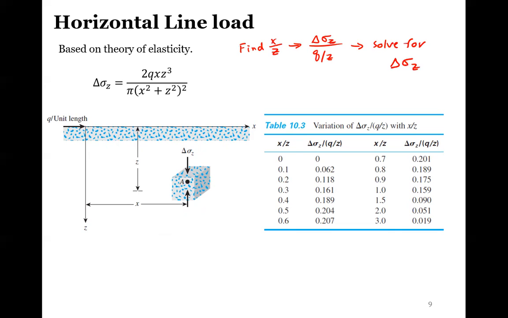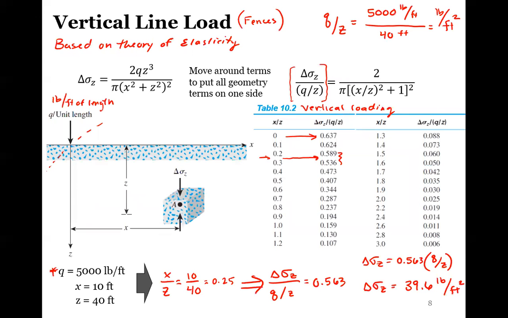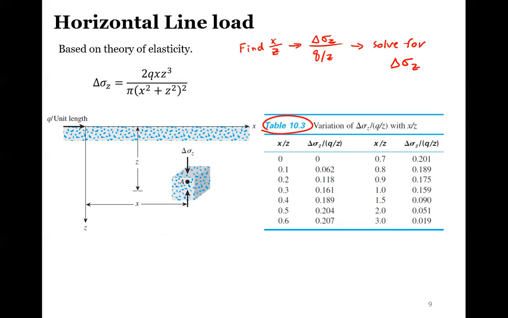Important thing though is make sure you're reading the right table. This table, 10.2, is for vertical loading. This one is for horizontal. So the values are going to be different since the equation here is going to be different. And again, this is a Q per unit length horizontally. So the applications.